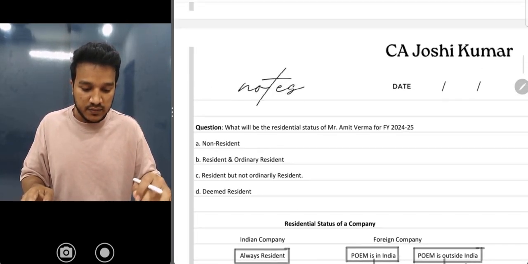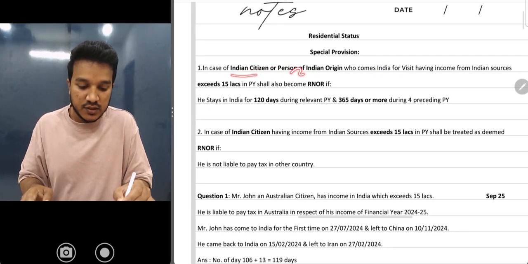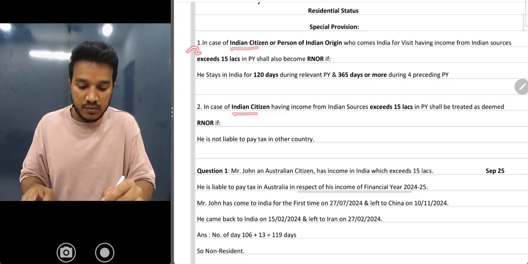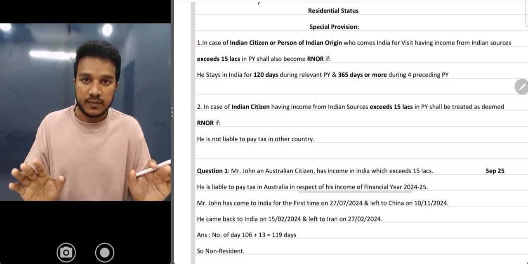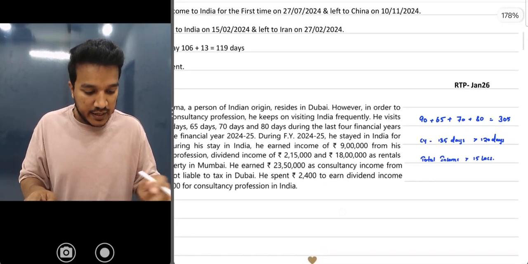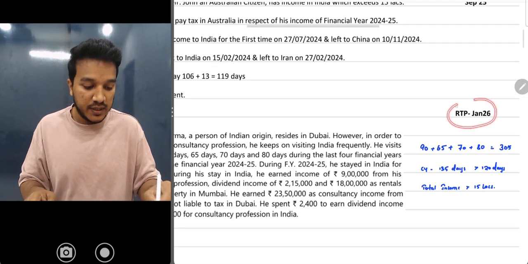So don't confuse yourself. And I'm stressing again, first in the question you have to see whether he is an Indian citizen or a person of Indian origin. Okay, so these two are applicable for Indian citizens and the first one is applicable for a person of Indian origin only. Let's see another question. This is a little tricky. This question was asked in the September 25 exams and this one was asked in RTP Jan 26.